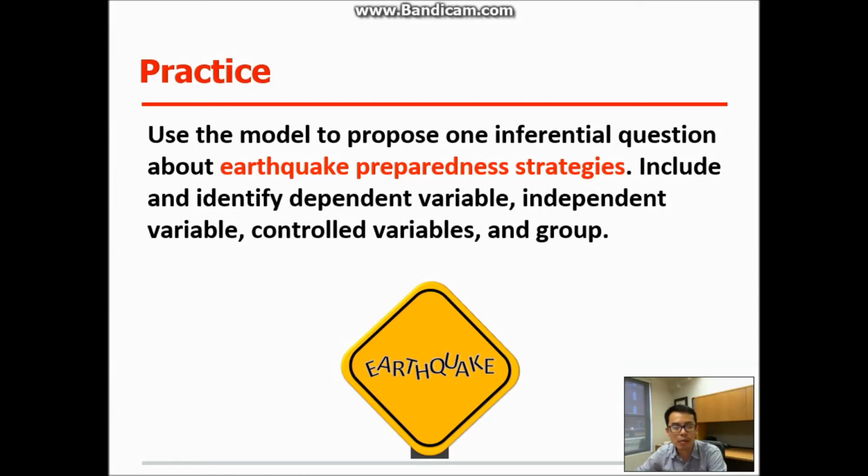If you look at the keyword here, the strategies may include preparing enough water and food before an earthquake, or you receive certain education or knowledge about earthquakes, like the location of shelters or where to go from your home to the shelter in earthquakes. And first, you should identify the dependent variable, independent variable, the controlled variables, and the group.